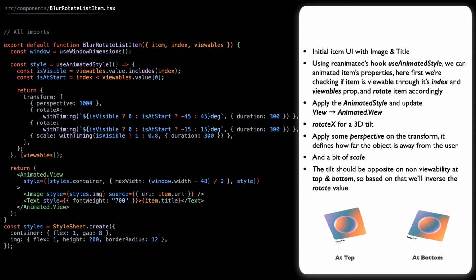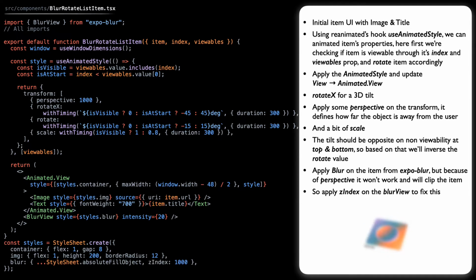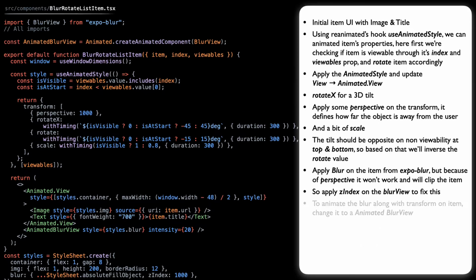Now we will apply blur effect using expo blur and position it absolute to the item, but because of perspective it will clip the item, which we can avoid by applying zIndex on the blur view. Right now the blur will apply on all the items, so we also need to animate it. For that, we will create a BlurView animated component and use that.